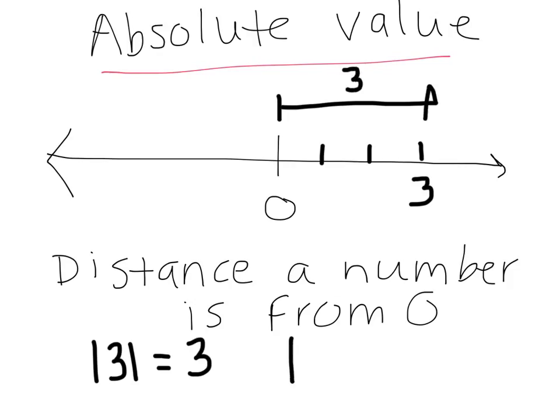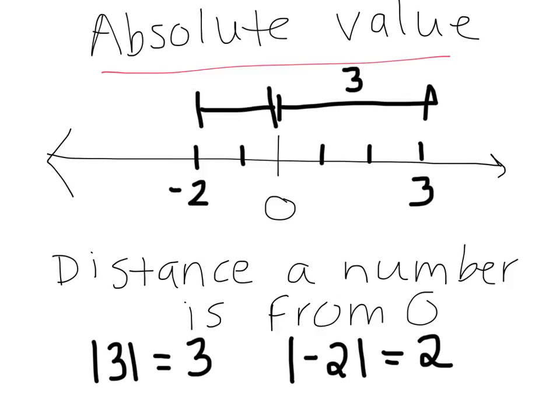When I take the absolute value of -2, the reason the answer is 2 is because -2 is still 2 units away from 0. Absolute value is always going to be positive because when we talk about distance, we talk about positive values.